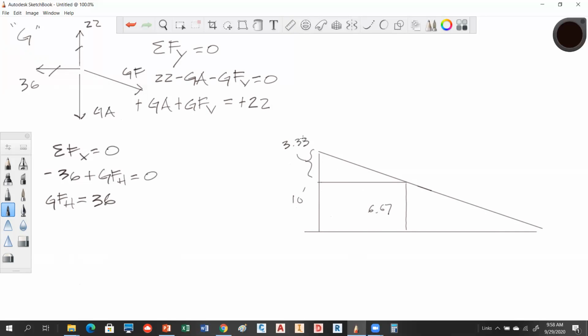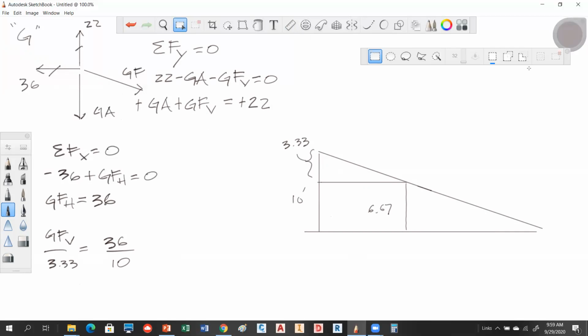Oh, yeah, I see. So this distance horizontally is 10, but the vertical component of that is 3.33. That's the one you have to really watch when you do this, okay? All right, so my proportion here would be GFV is to 3.33 as 36 is to 10, okay? You guys got that? Based on this little diagram here. That's the thing you got to watch on these trusses.